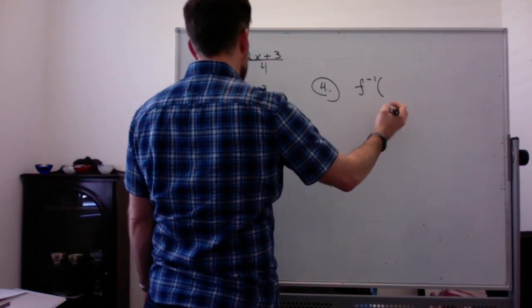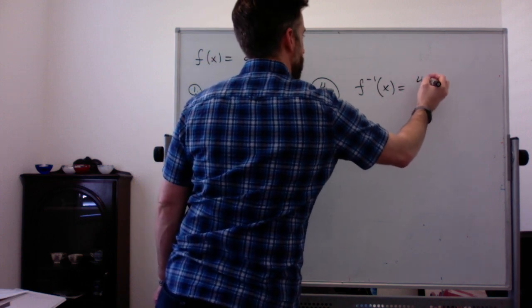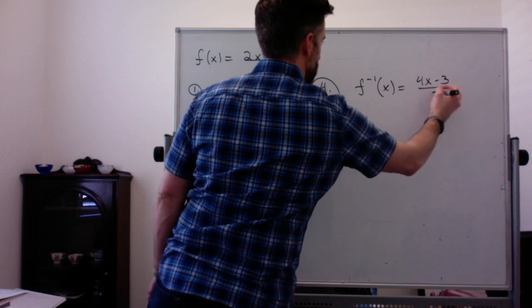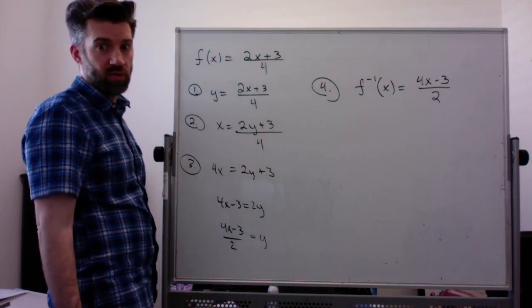of course they have to undo each other. So f inverse of x is 4x minus 3 over 2. And whatever this does, that's going to undo it, and that's the hallmark of an inverse function.